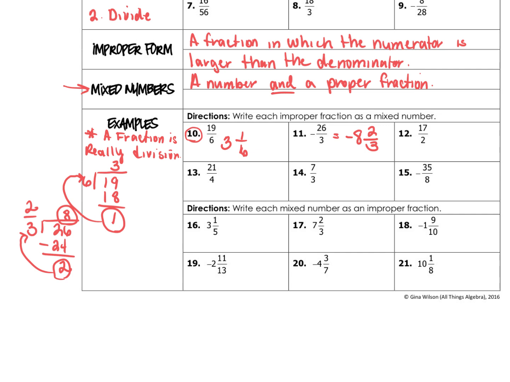Now, for number 16, it says to write it as an improper fraction. So now we're going back the other way. So we're going to multiply the denominator and the whole number. And then we're going to add the numerator. So 3 times 5 is 15. Plus 1 is 16. And then you put this number over the denominator. So that's going to be 16 over 5.